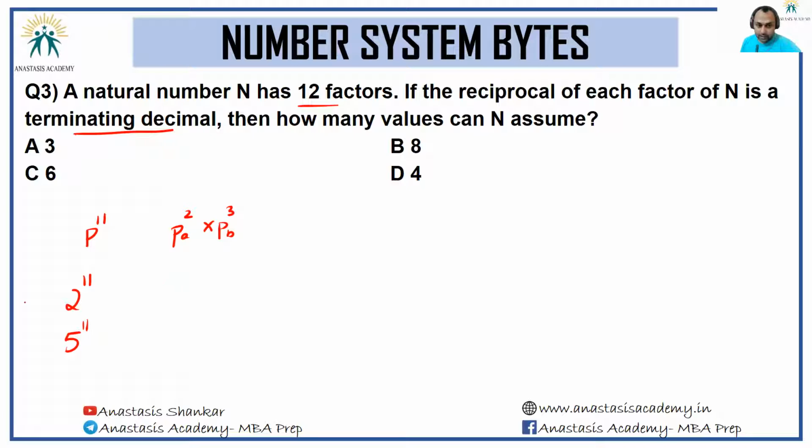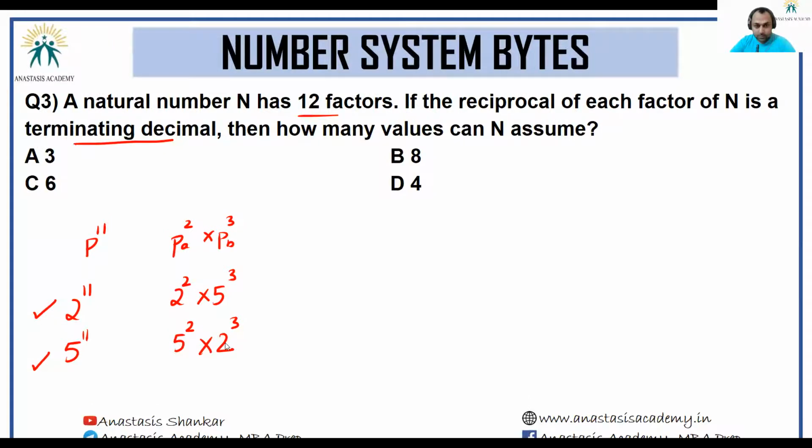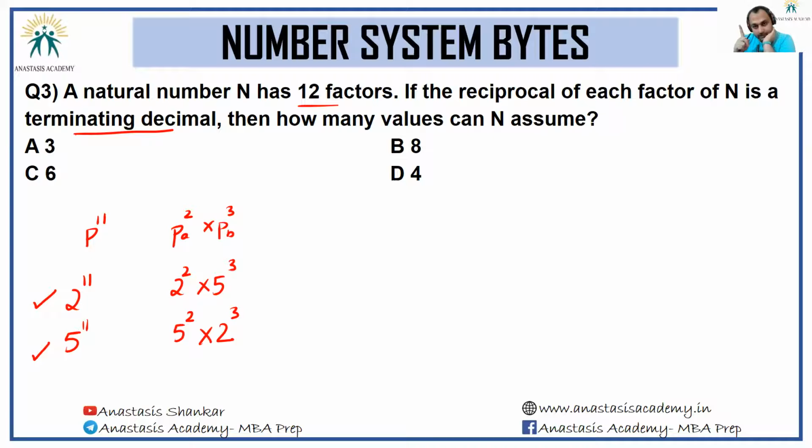So 1 number possible, 2 numbers possible. Here what will I get? 2 square into 5 cube or 5 square into 2 cube. So 3 into 4, yes, this is possible. Is there any other setup which can potentially be made here? Okay. How many values can n assume? n has 12 factors, so something raised to the power 11.